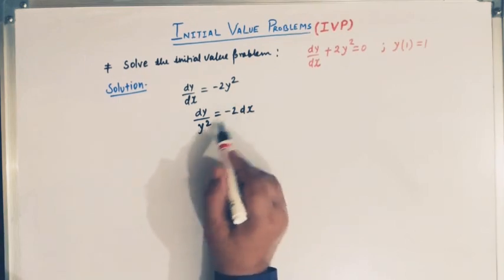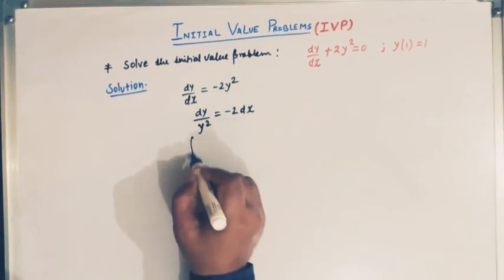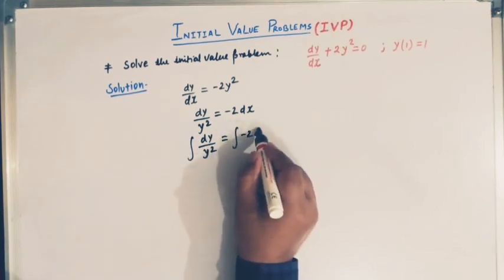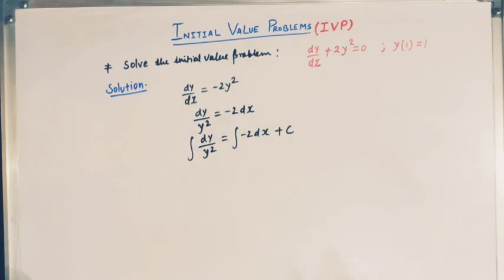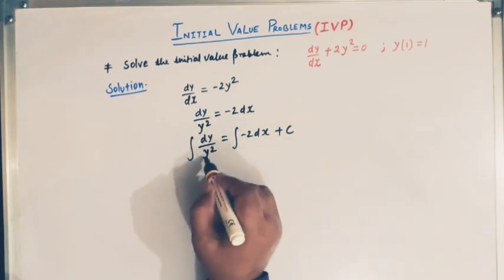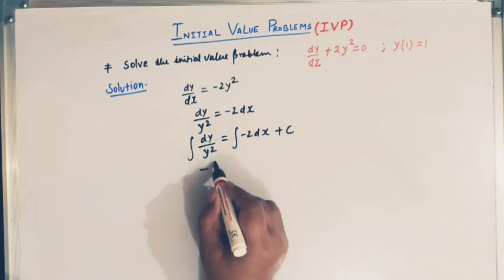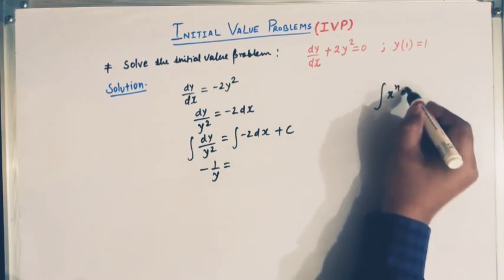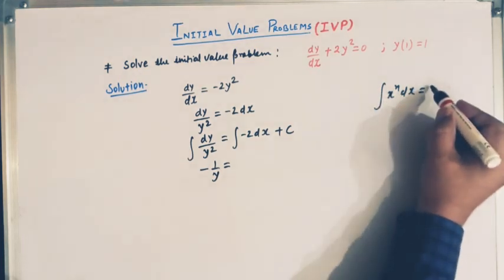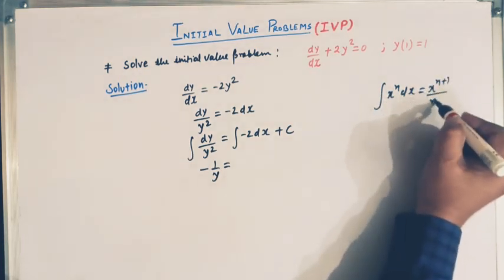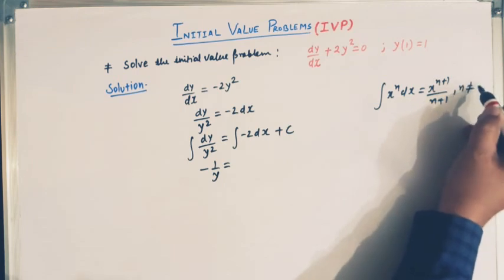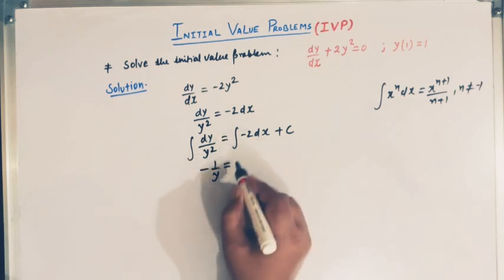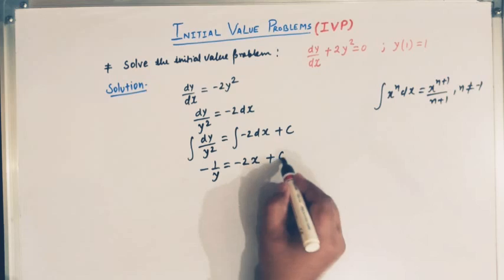So we have separated the variables, and now integrating both sides, we have this expression, and c is the constant of integration, right? So the integral of 1 over y square is the negative of 1 over y. By making use of this rule, that is integral of x raised to n is x raised to n plus 1 over n plus 1, where n is not equal to minus 1, right? Okay, so we have here minus 1 over y, here we have minus 2x plus c, right?